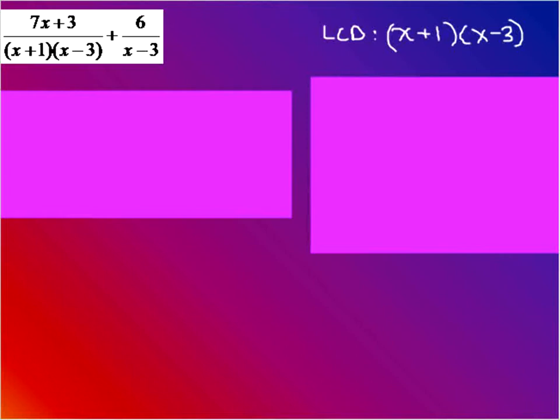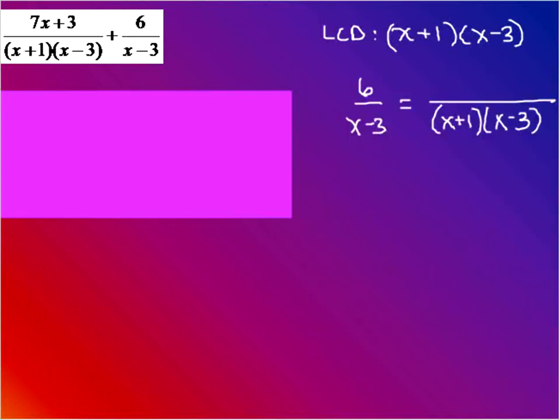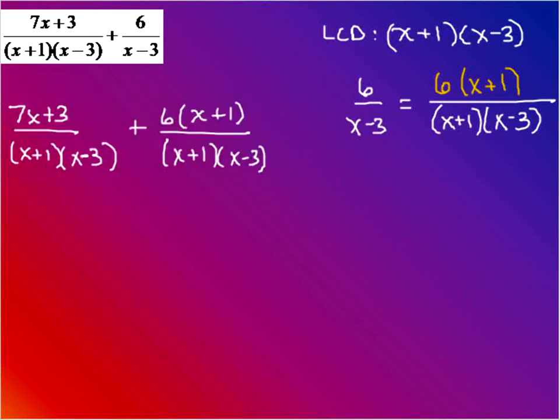So my first fraction doesn't need to be rewritten because it already has that denominator. My second fraction needs to be rewritten, so I'm going to do that. Comparing old denominator with new, I'm missing the x plus 1. So I multiply the top by quantity x plus 1. So 6 times quantity x plus 1 is my new fraction. Rewriting both fractions, I will have this.